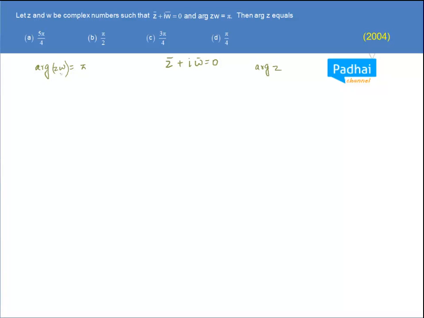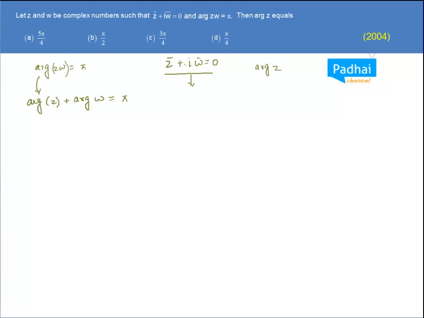We know that if two numbers are multiplied inside the argument, it gets separated like the log property, that log AB is equal to log A plus log B. This will be argument Z plus argument W is equal to pi. Okay, now if I can find the value of W in terms of Z, then I can find the value of argument Z, and that could be done from this equation. Here everything is in conjugate form, but we require the argument of Z only, not the conjugate of Z.